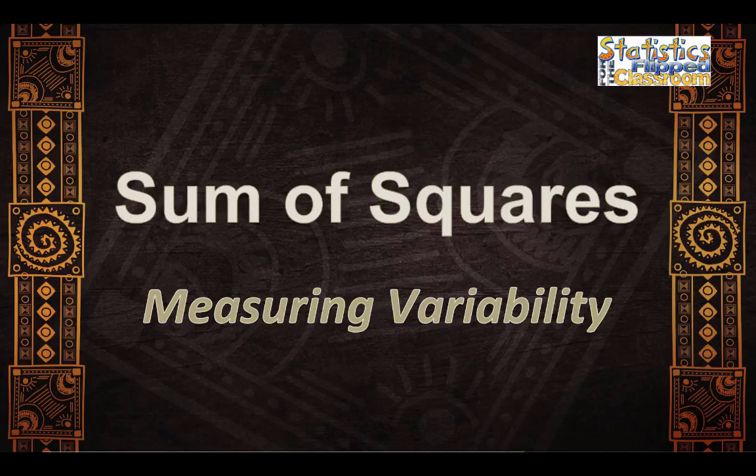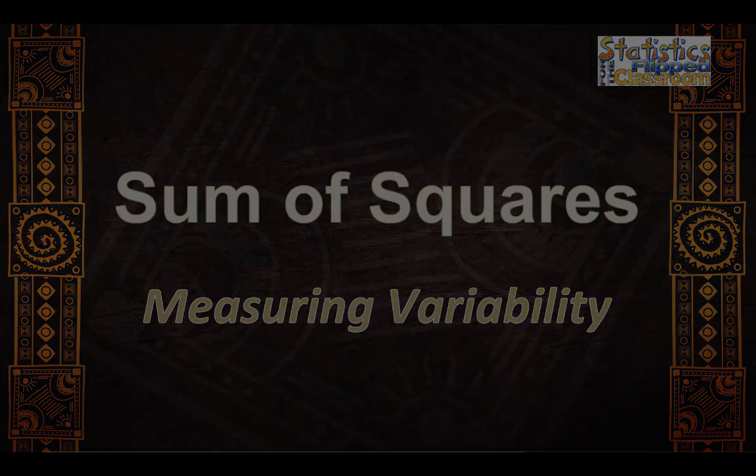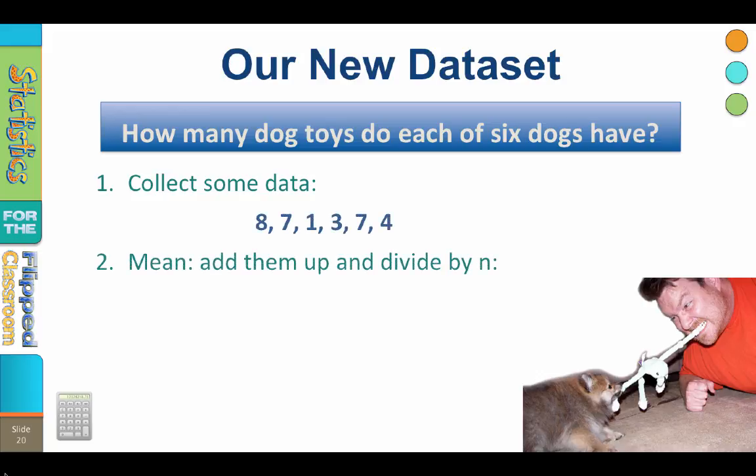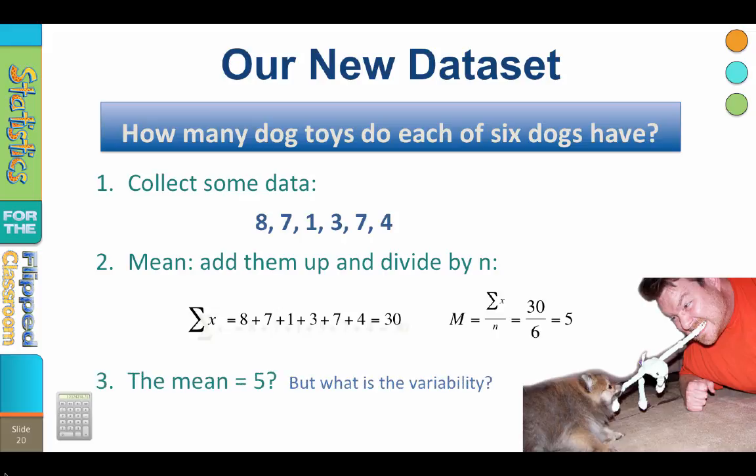To make this easier, we need a data set. So we survey 6 statistics students and ask them to tell us how many dog toys each of their pets own? And here are the answers: 8, 7, 1, 3, 7, 4. To calculate the mean, we add them up and divide by n. The sum of x is 30, divided by 6 equals 5. So the mean is 5.